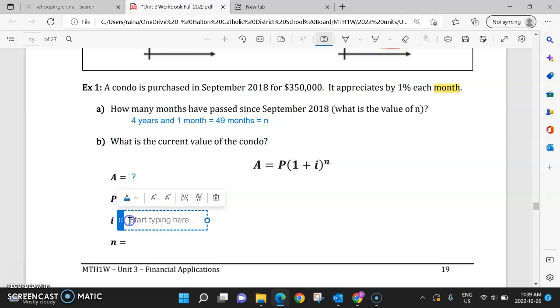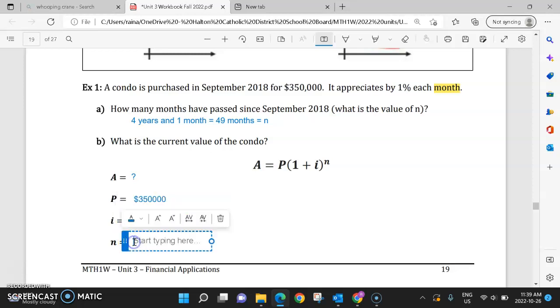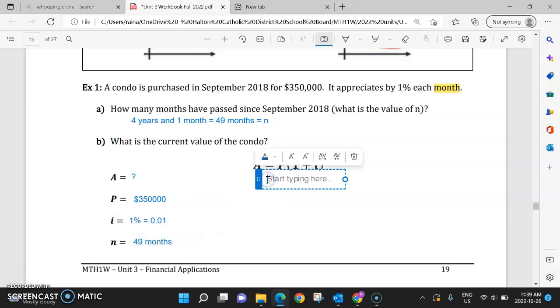The interest rate that we're looking at is 1% each month, and that's equal to 0.01. And the number of compounding periods in this case is 49 months. Okay, so if I were to solve this as a formula, that's equal to our principal, which is $350,000, times 1 plus i. Why am I adding my interest in this case? Because the value of a condo increases over time. It appreciates. And then you want to do to the power of n.